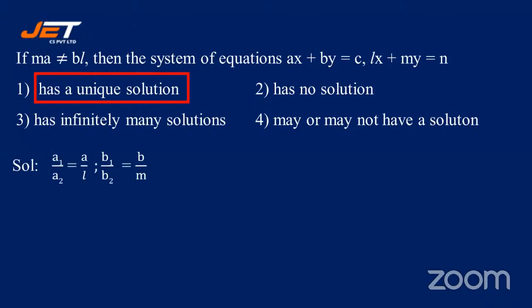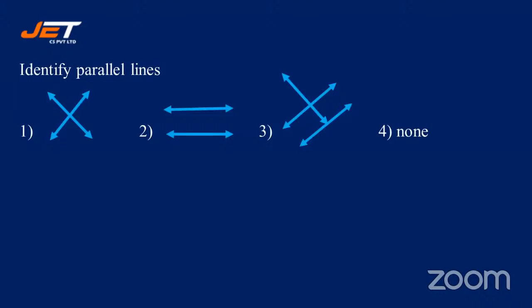How? Find out A1 by A2, which is A by L. Find out B1 by B2, which is B by M. All right, so MA is not equal to BL. Okay, A by L is not equal to B by M. Therefore, A1 by A2 is not equal to B1 by B2, which implies it has a unique solution. All right, the next question is so simple. Identify parallel lines. It should be option 2 only.